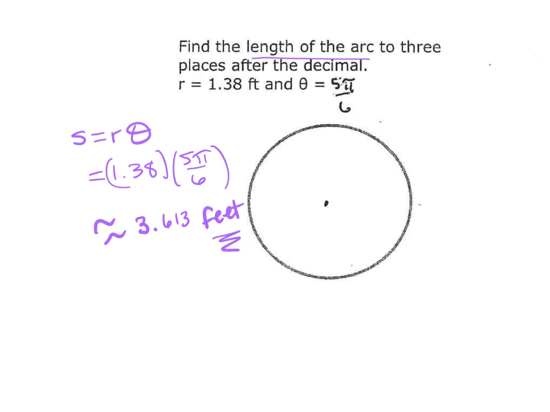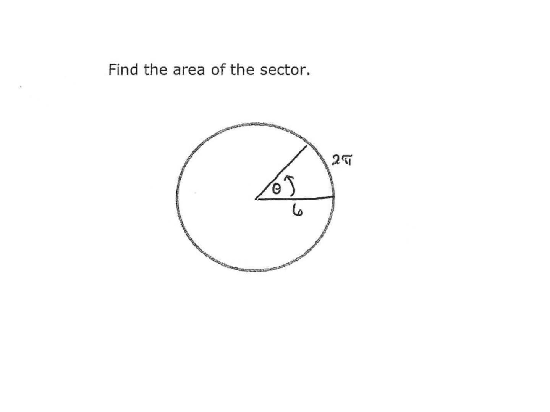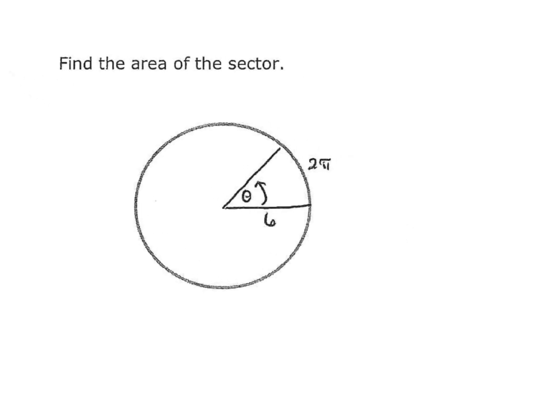Guys, please don't forget units. Arc length is just going to be feet or inches or whatever. If it's the area formula, then you're dealing with squared units, right? Okay. Find the area of the sector. You need to notice what you are given here. So ultimately, we know we need to use this formula.